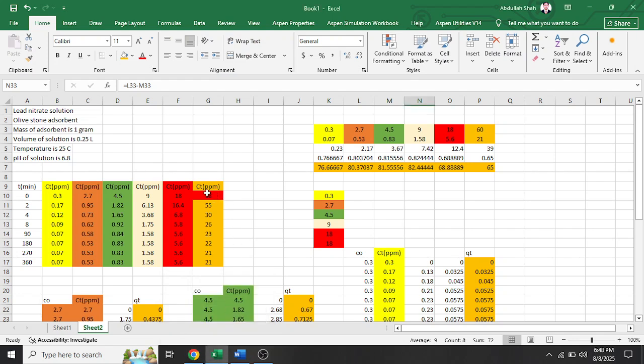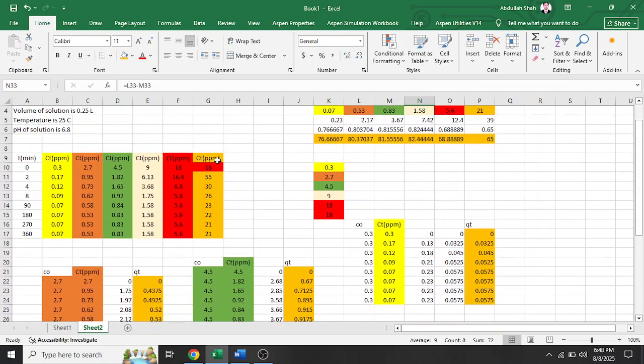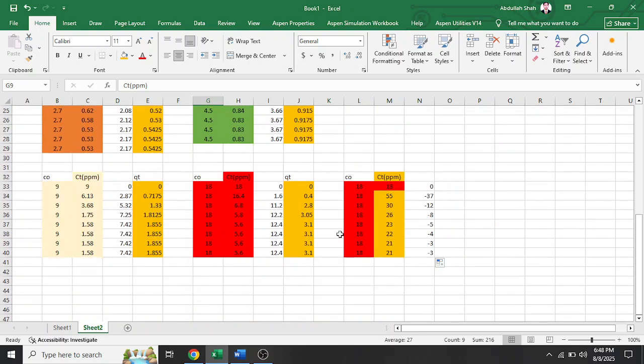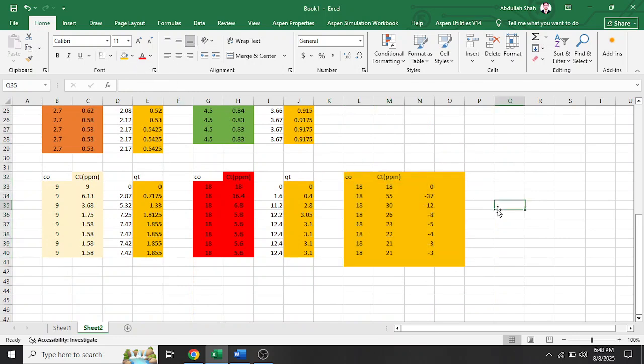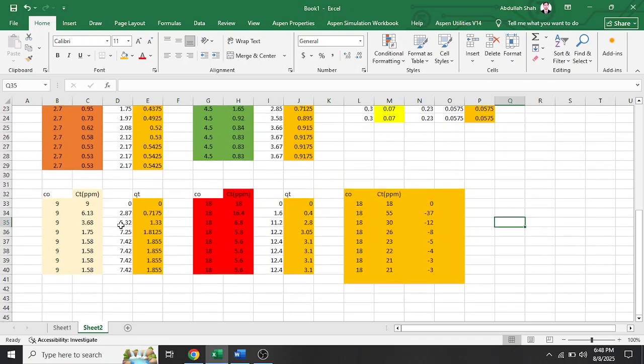This is 1, 2, 3, 4, 5. So we will ignore this experiment. We are doing 5 experiments, so we will ignore this one. Okay, so 5 experiments.